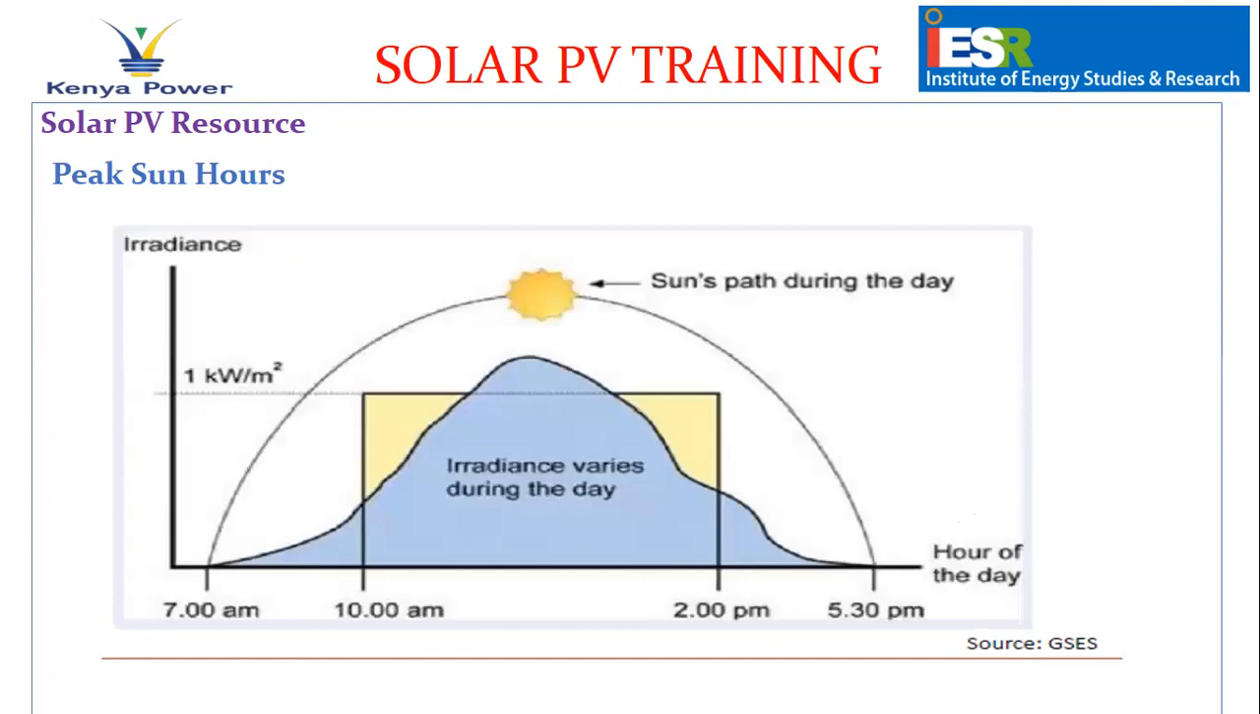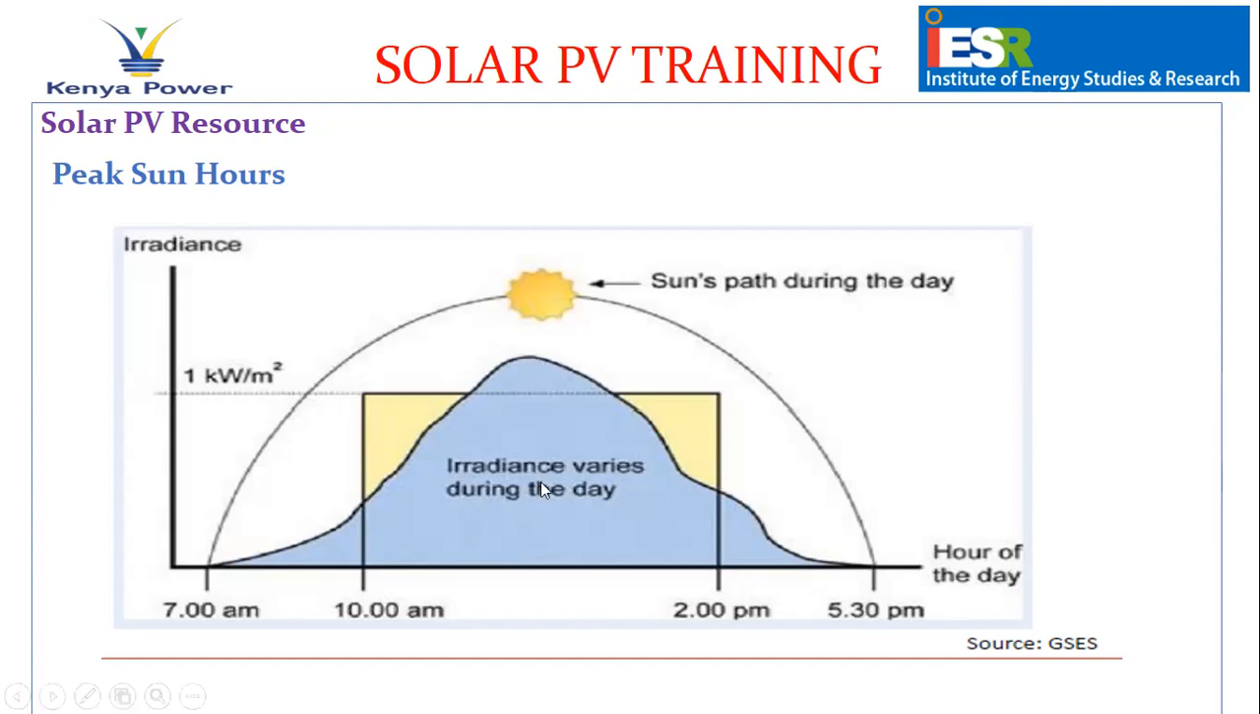Okay. Now, if you look at this particular diagram, it has picked, for example, from 10 a.m. all the way to 2 p.m., that is the ideal peak sun hour period, okay? So you go for that rectangle. But you see, the variation of solar irradiance with respect to time of the day is a smooth curve, okay? It is this curve here. Let's look at the curve.